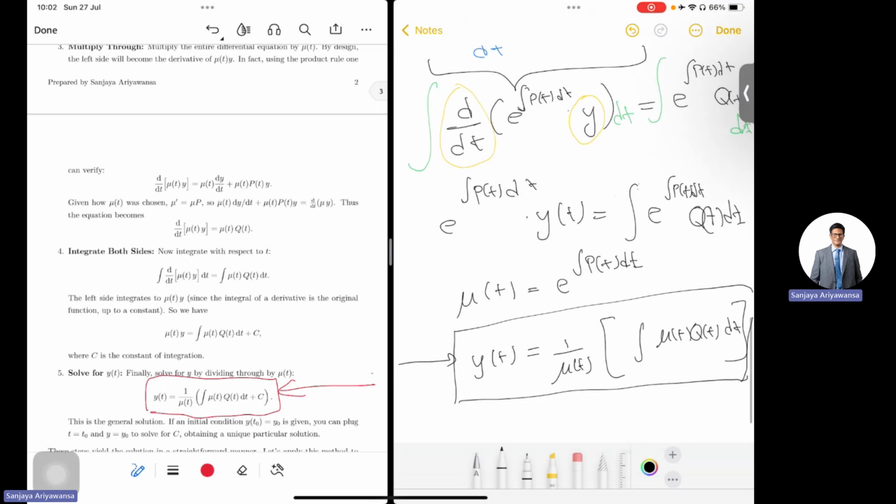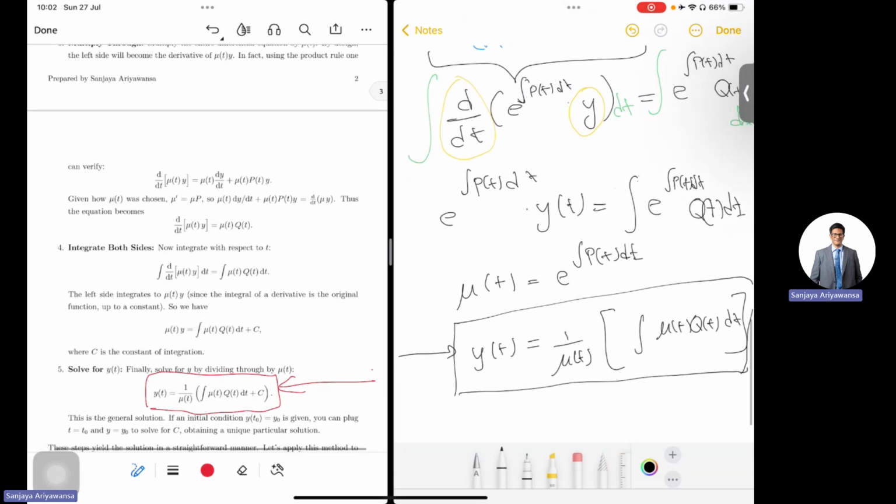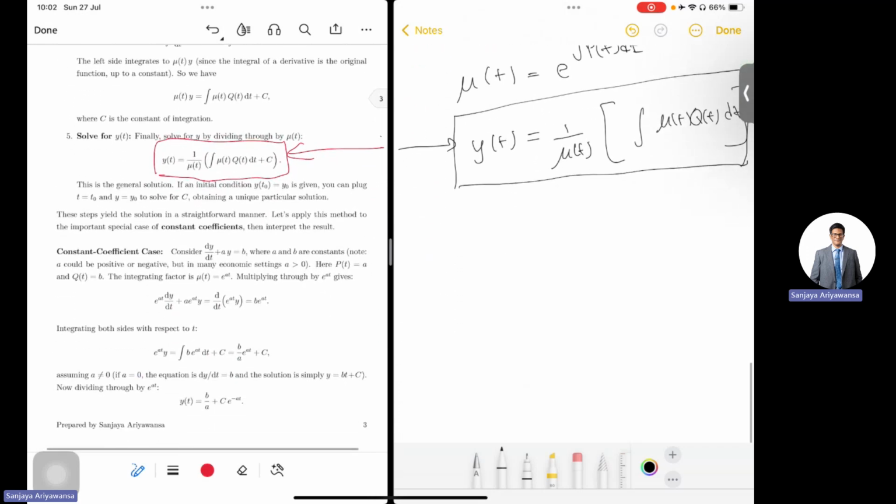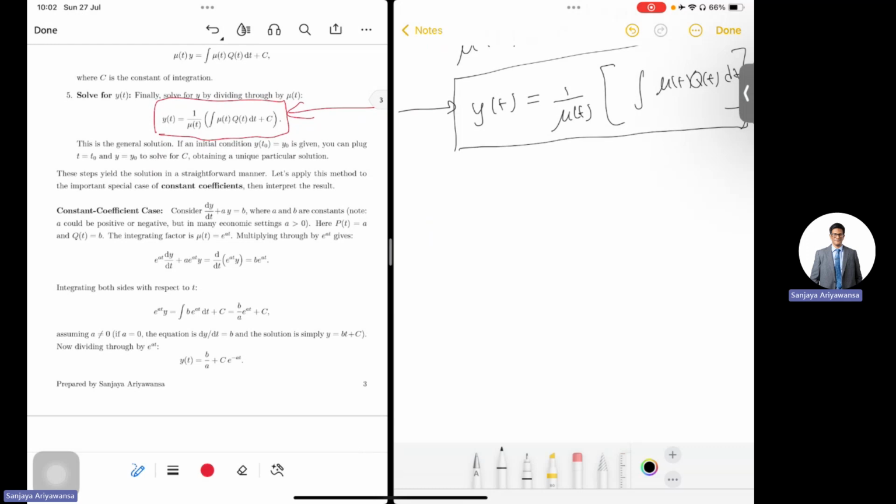Obviously, in a problem, we have all the numbers given. So let's take the simplest form now. Now that's the more general form. Let's take the simplest form where P of t and Q of t are constants. So if P of t and Q of t are constants, let's go through it again. So you have dy by dt plus ay equals b.